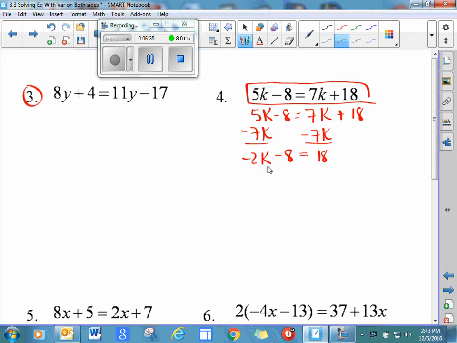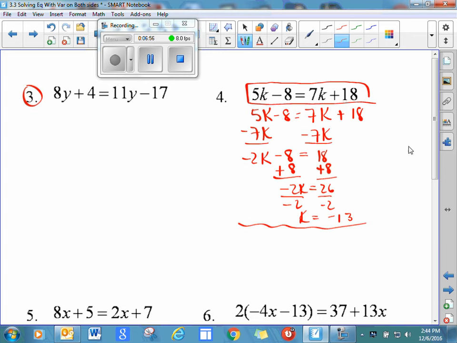So this is really a similar process. It's just now in front of my variable, I've got a negative coefficient. But that's not a big deal. Add 8 to both sides, minus 2k is equal to 26. Divide by -2, and I get k is equal to -13.